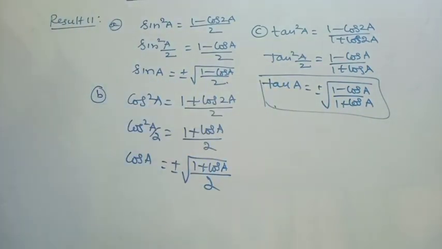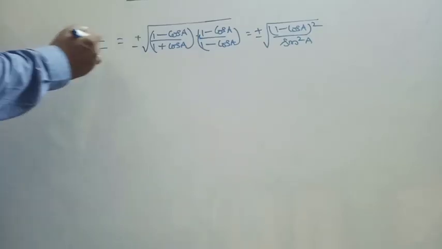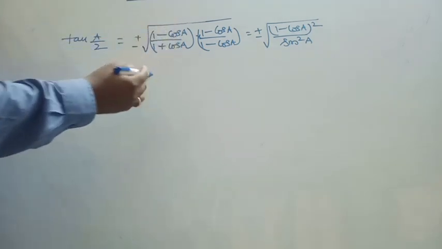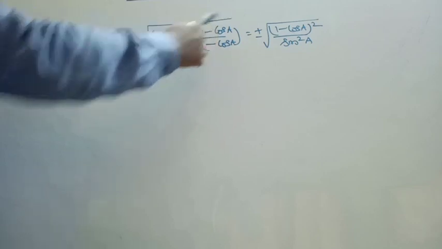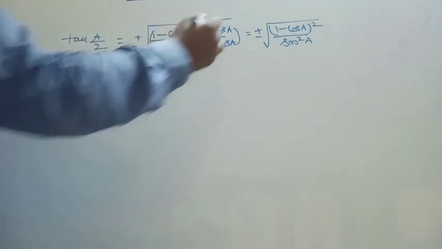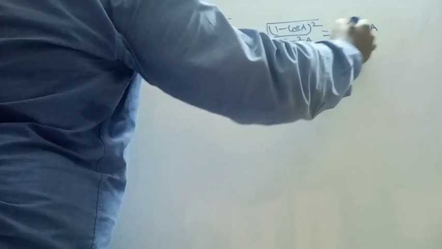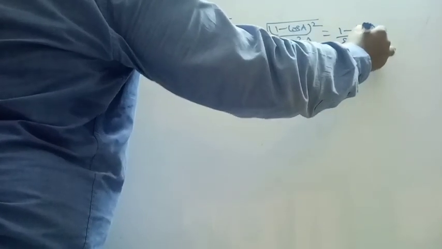These are the results we have got in terms of half angle. Now see, my dear student, tan a by 2 equals plus or minus the square root of (1 minus cos a) by (1 plus cos a). I just multiplied and divided by 1 minus cos a, which gives plus or minus the square root of (1 minus cos a) whole square by sin square a. Then we can write it as (1 minus cos a) by sin a.